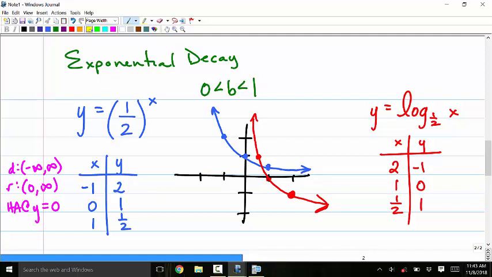Now, are the red and the blue symmetric across the line y equals x? They're mirror images. This piece here is the mirror image of this. This piece is the mirror image of that.